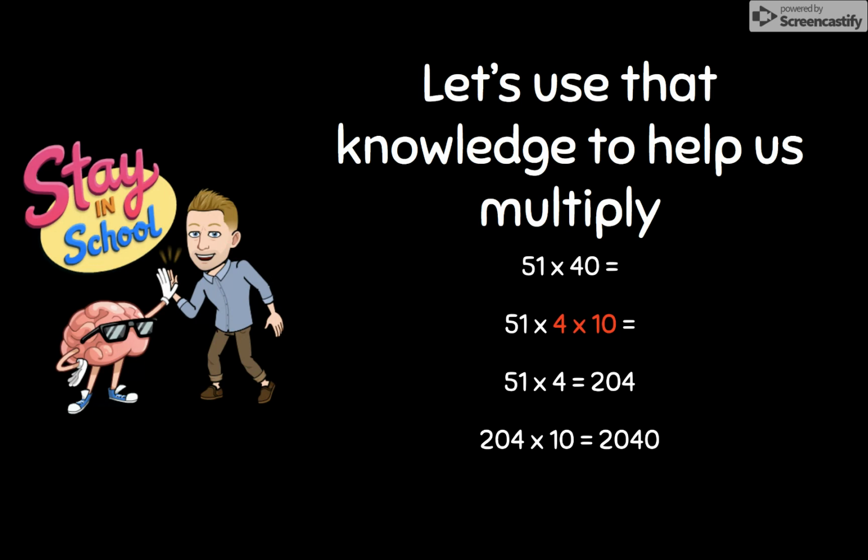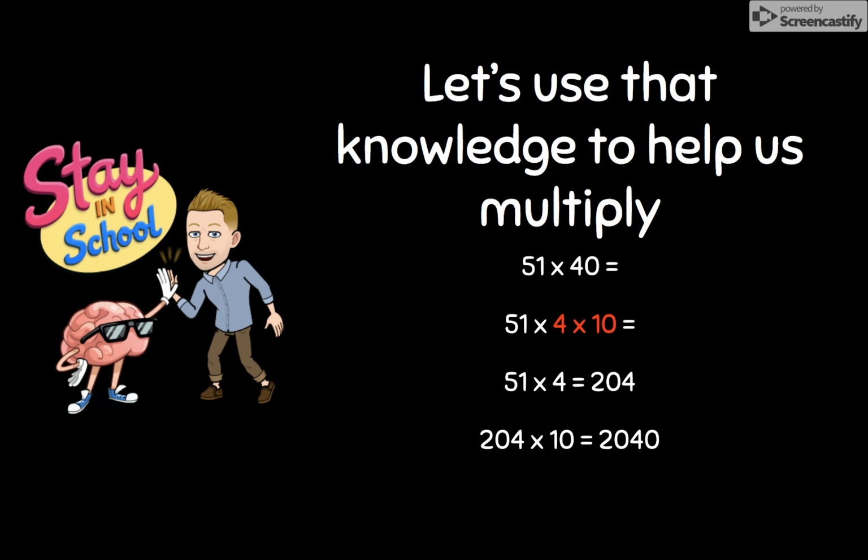Alright guys, so let's use this knowledge to help us multiply. What we're doing is we're breaking up one of the numbers or one of the factors in our multiplication problem into smaller factors. For example, I've broken 51 groups of 40 into 51 times 4 times 10.